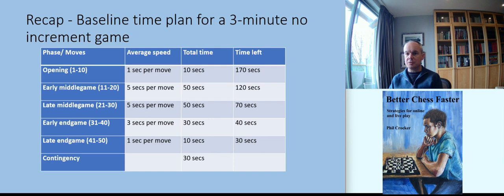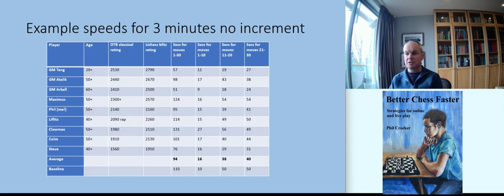So just as a recap, in the introductory video we outlined a plan for how you might use your time in a 3-minute no increment game. Basically a second per move in the opening, 5 seconds per move in the middle game on average, and then speeding up for the end game with a little bit of contingency. So one of the things I did was use the insights data, also just some downloadable information on Lichess, and looked at some players and how they performed.